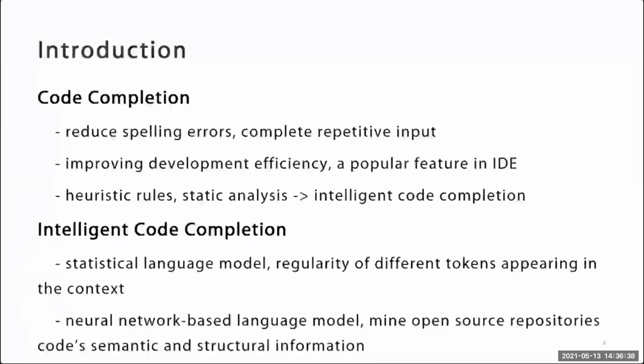improving development efficiency. Early completion methods mainly used manually input heuristic rules combined with static analysis to complete the input code, and almost did not consider the source code's statistical pattern. In view of these problems, Bruch proposed the concept of intelligent code completion and mined general code patterns in massive code repositories. Hindle first proposed to treat the source code as a special natural language and use the statistical language model in natural language processing to complete the context code. It predicts the token that may appear next by counting the regularity of different tokens appearing in the context.